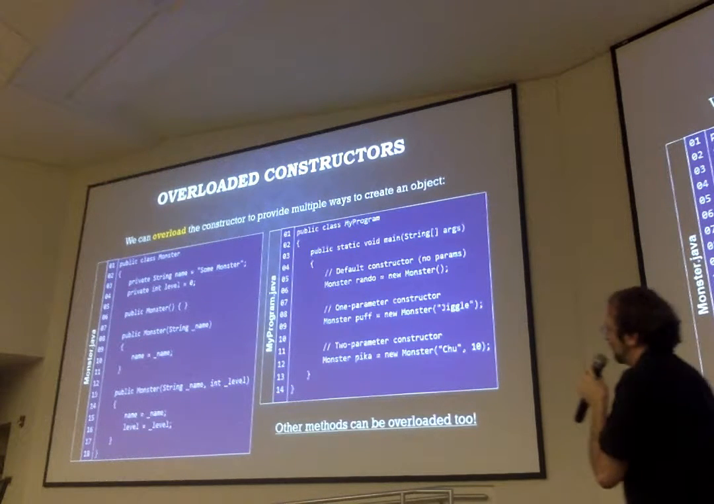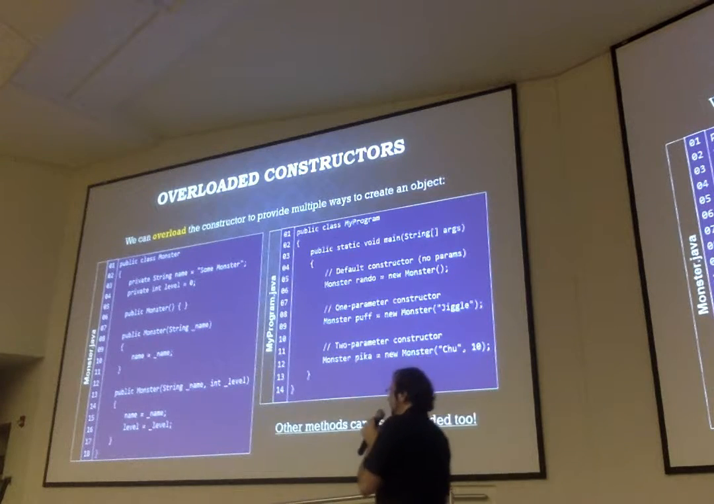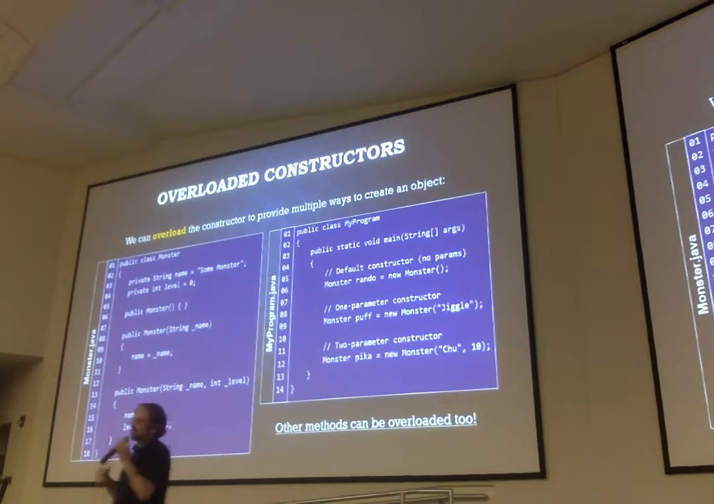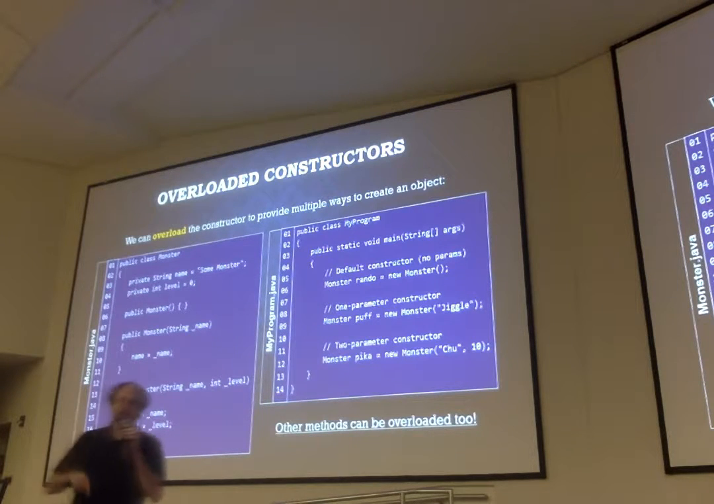So these are 3 different ways that I can create an object, right? So I've just defined different ways to create the same thing. We can do the same thing with other methods, which is what we're going to look at next.